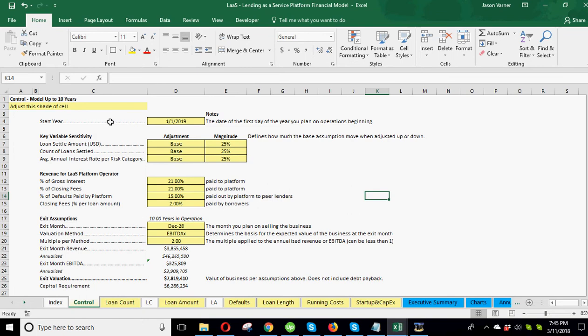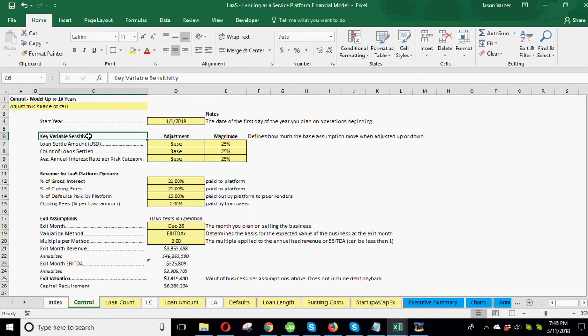On the control tab, you enter your start date, and this is just the first day of the year that you plan on starting. So even if you start in April or May, you just want to put the first date of that year. If you're starting in May of 2019, you just put 1/1/2019.